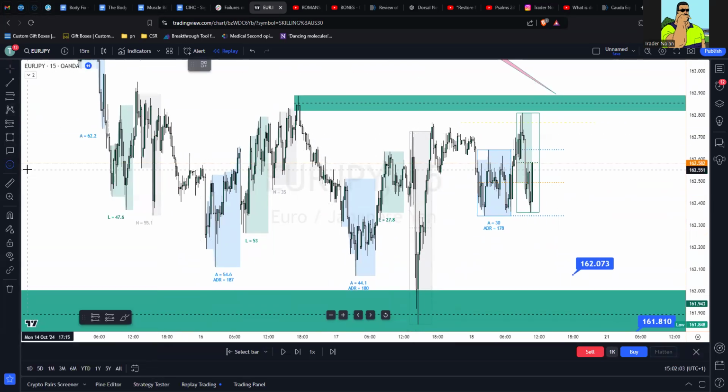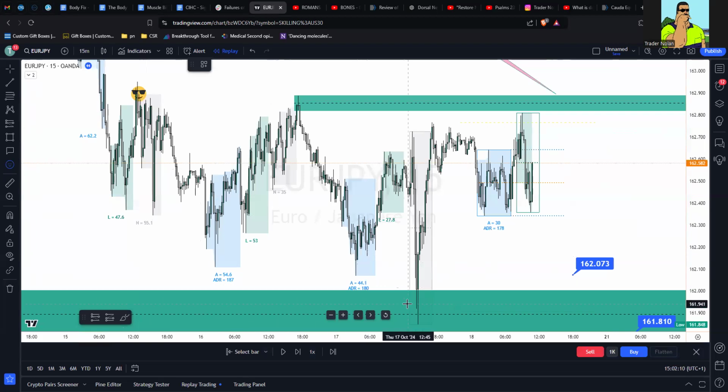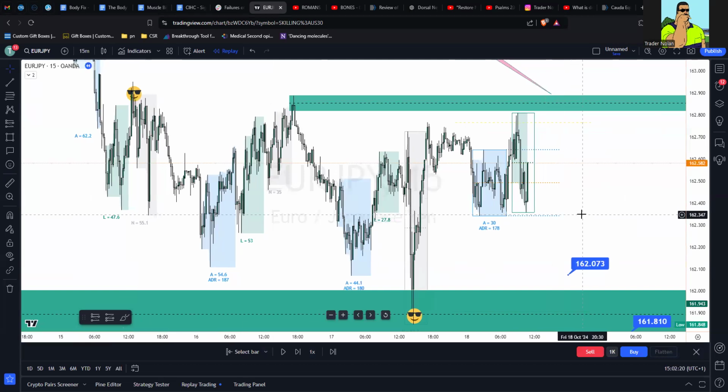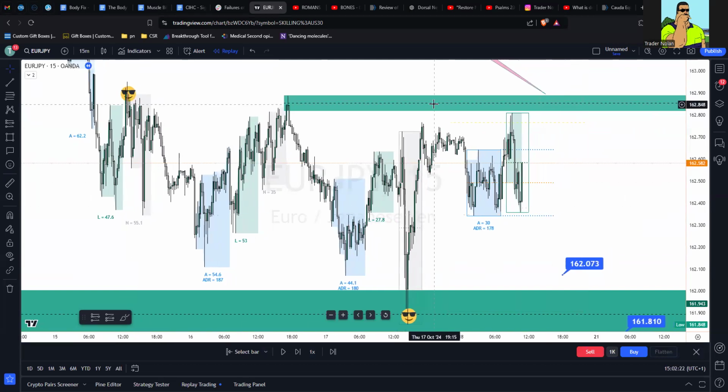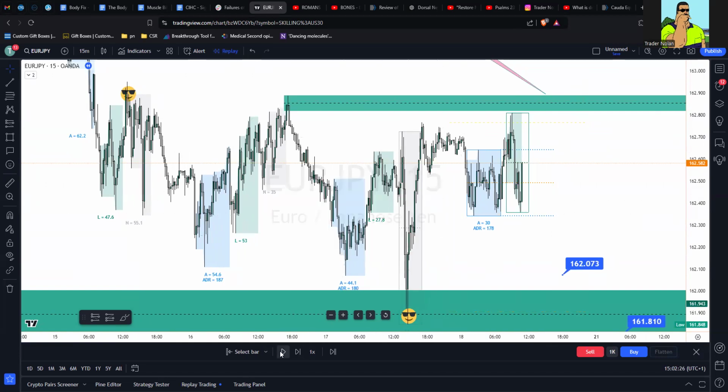So that's around the top of the range. This is around the bottom of the range. So we're expecting to take trades at the outskirts and not in the middle of the zone, ideally. Okay. So if we go on the replay tool, do this now.